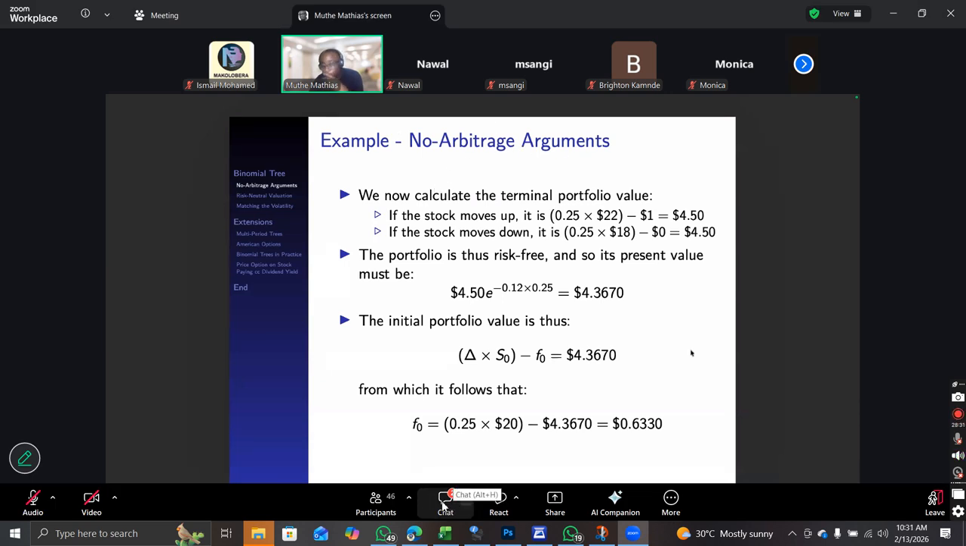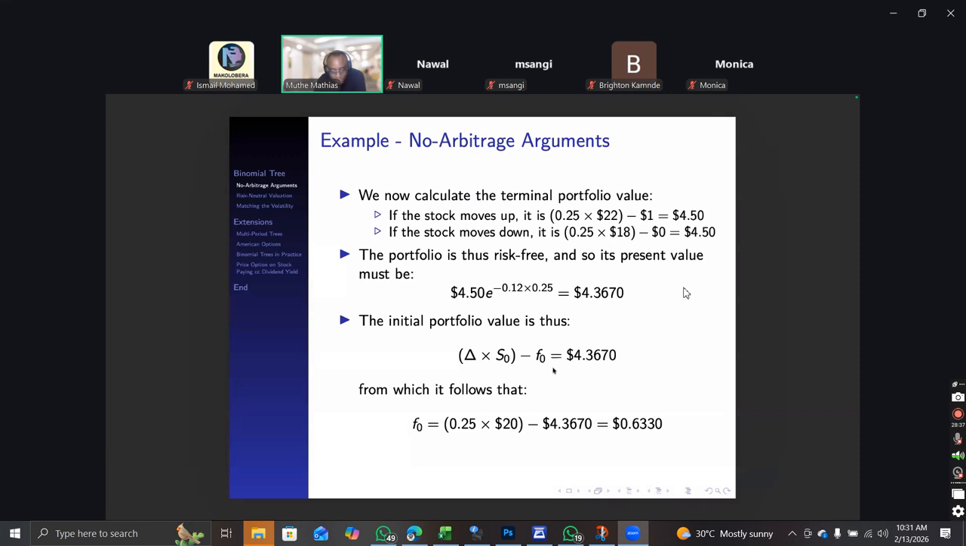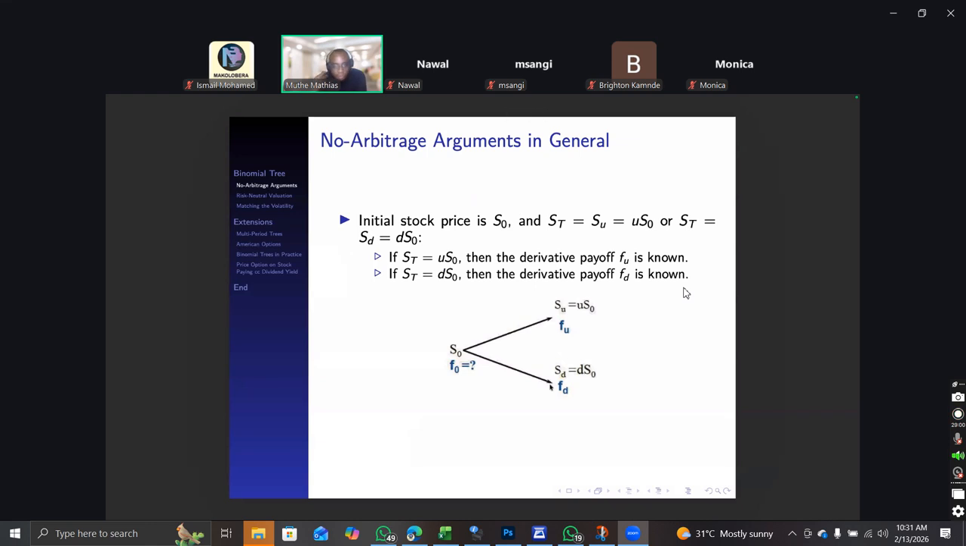Okay, then I will move on, because the idea now is, okay, so this is what we have. We have seen how we can get F naught. We just need to take the value of the portfolio in the future, then bring it back today. Why? Because we know S naught today, and we know delta is already 0.25. But we don't know F naught, because F naught is the value of the option today. So we just need to rearrange everything and get F naught. That is actually what we have to do. So we can formalize this one here, right?